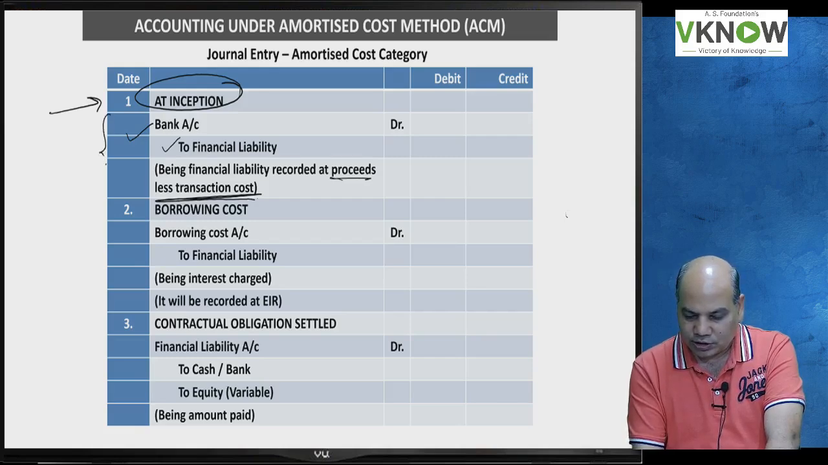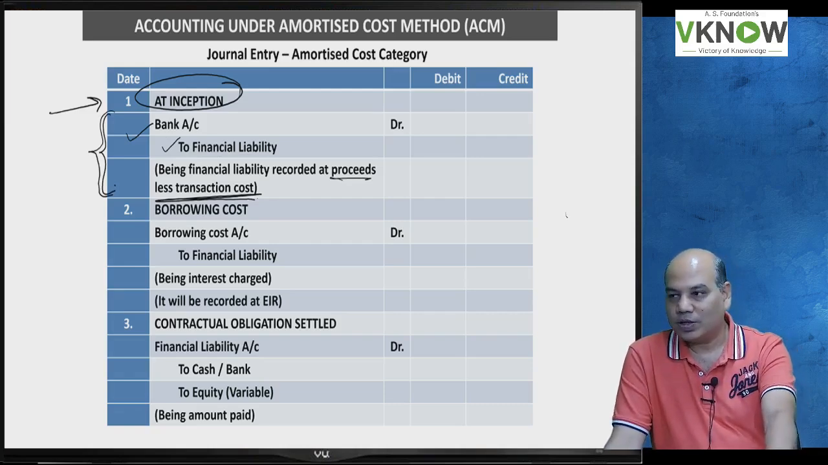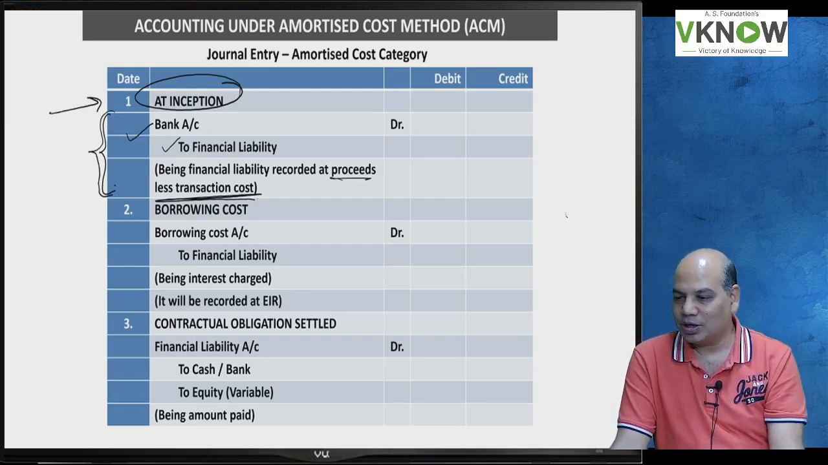So this is the first cultural shock, because from 11th standard till yesterday, expense was transferred to the P&L account. Now you are adjusting it against the financial liability.